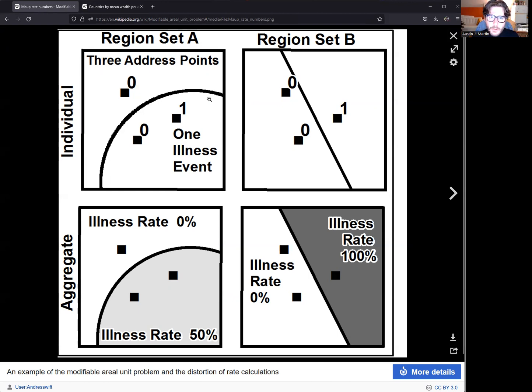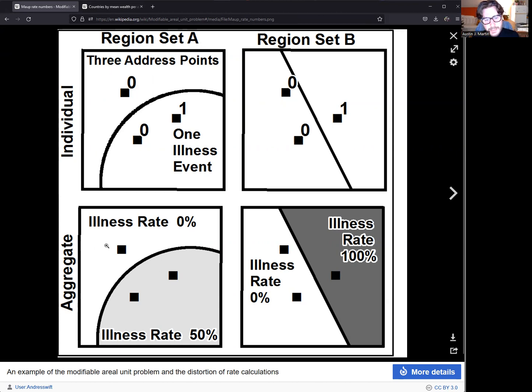So if we were to draw an area, let's say, and this is like a county line right here. And so on this side of the county line, we've got that 0 and this 1, and on this side, we've got the 0, right? And so if we were to aggregate those, that would give an illness rate of 50% down here in this county and 0% over here in this county.